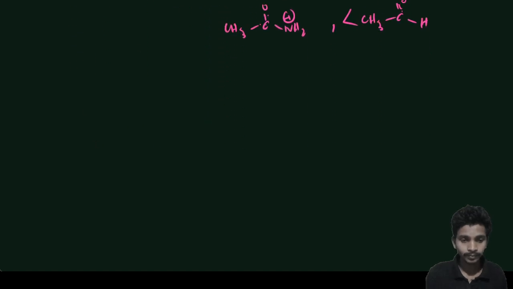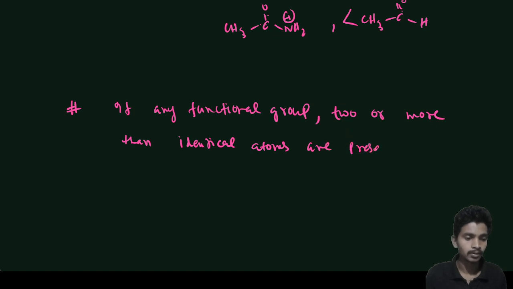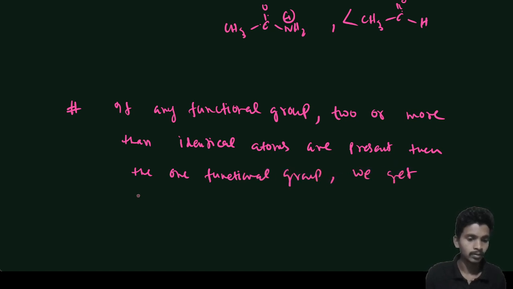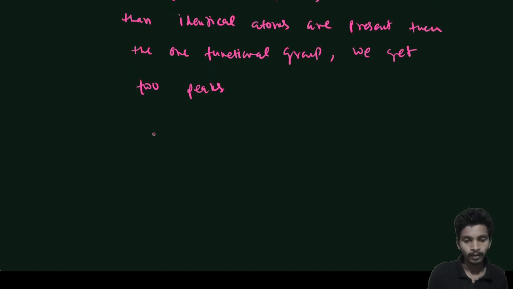And one more thing, before we do the IR data, we have to remember one more thing: if in any functional group two or more identical atoms are present, then the one functional group we get two peaks.